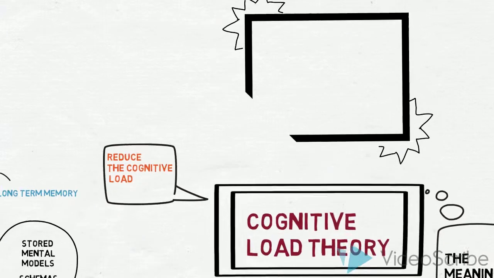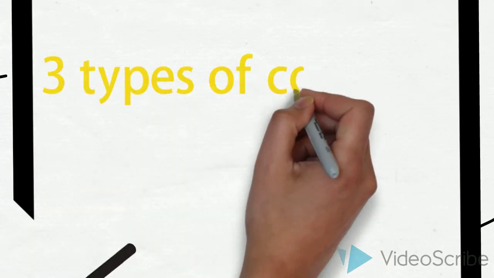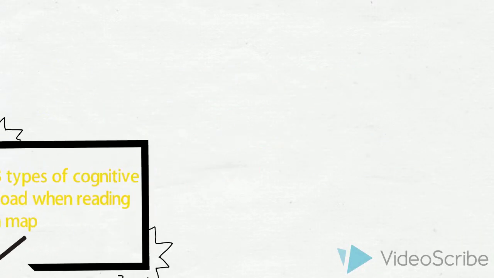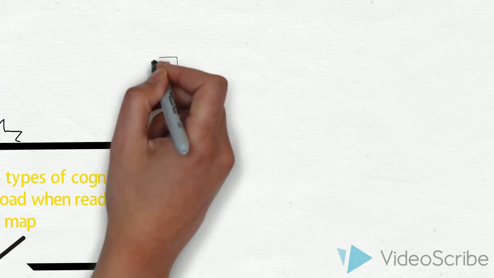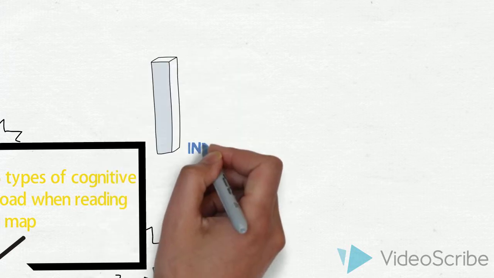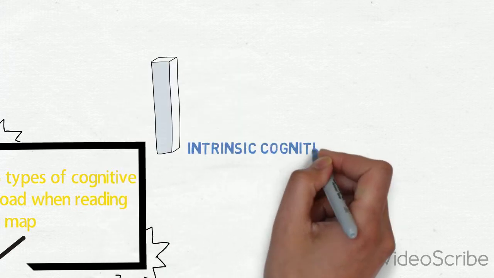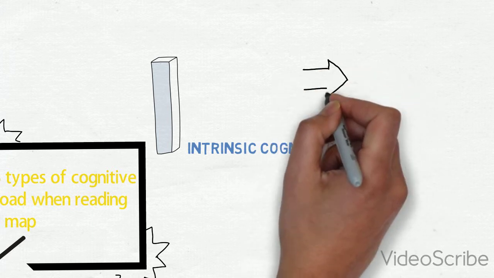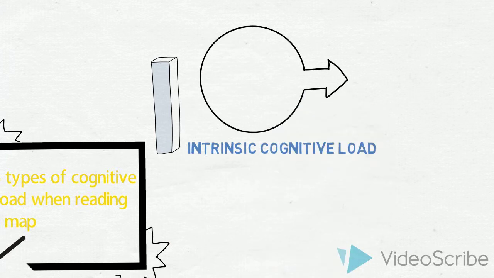When reading a map, there are three types of cognitive loads involved. The first one is intrinsic cognitive load. Based on this, the more complex a map is, the more fundamental information it contains.